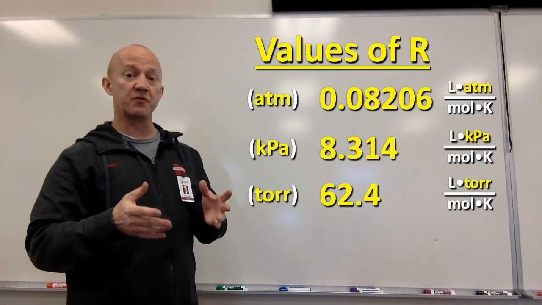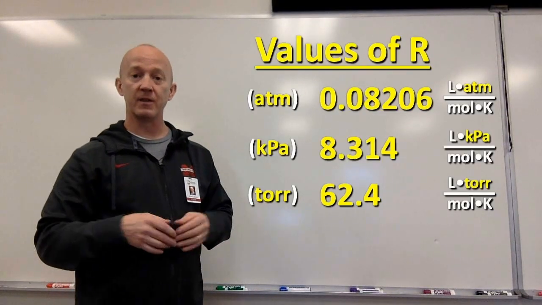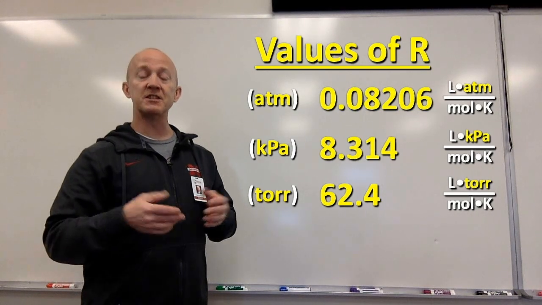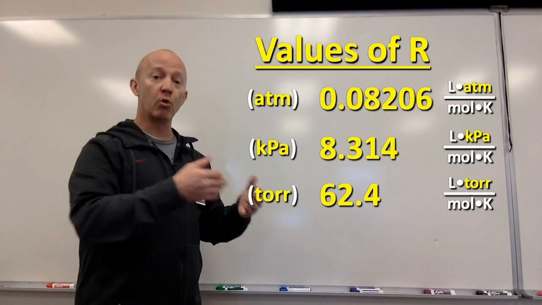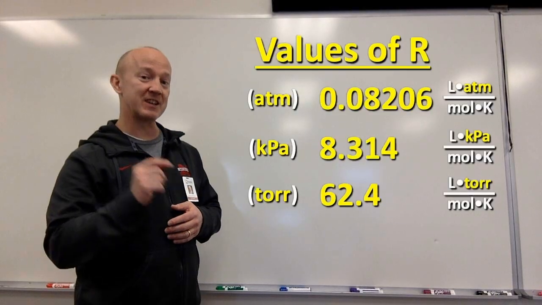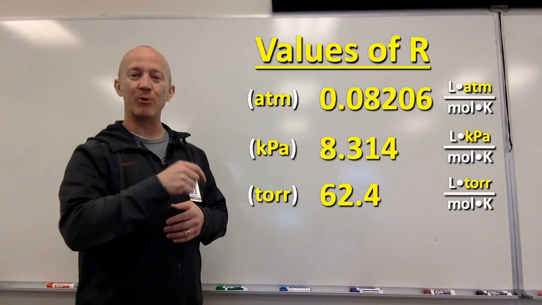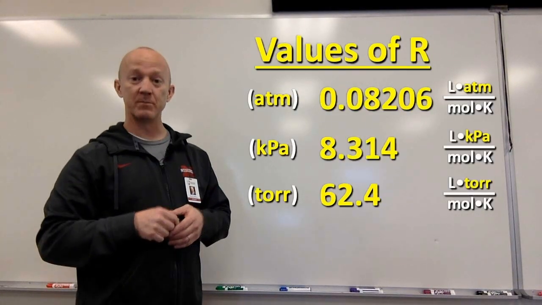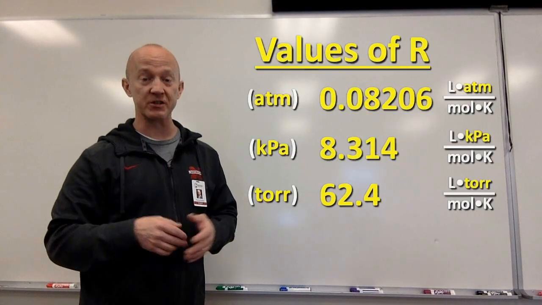We can even change it for millimeters of mercury, or torr. The value of R then is 62.4 liter torr over moles Kelvin. And yes, that value is 760 times 0.08206 because 1 atmosphere is equal to 760 torr.